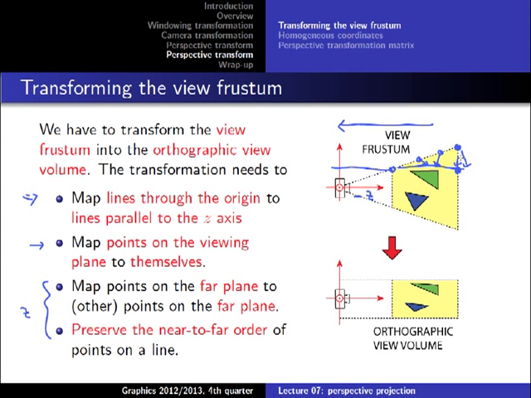Good. And if we can do that, then we have here an orthographic view volume that preserves the relationships between the positions and the sizes of the objects in a way that we get the very same image when we do an orthographic projection as we would get with the perspective projection from the original view frustum.